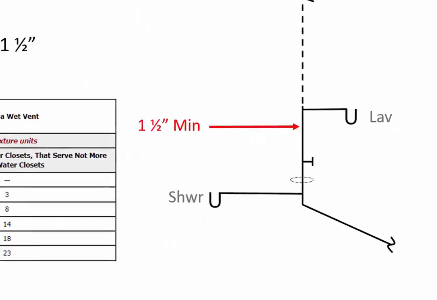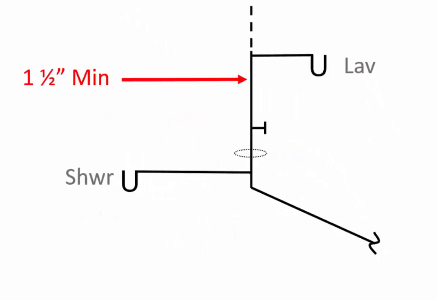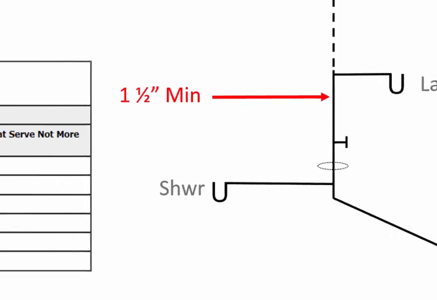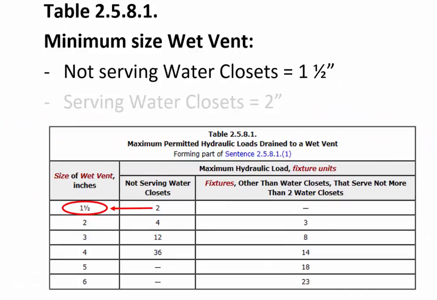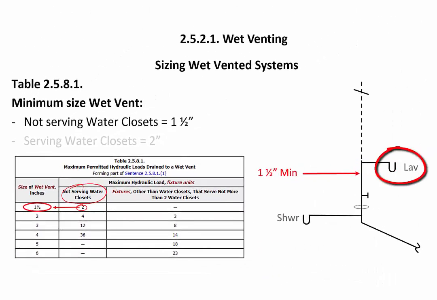So for example, in this scenario, we have a shower wet vented through the fixture drain of a lavatory. On table 2581, we would look at the column that says not serving water closets. We have one fixture unit to apply, so up to 2 fixture units can be served by a 1.5 inch wet vent. That would be the minimum size. So there are no 1.25 inch wet vents. This lavatory could be, if it was minimum size, all 1.25 inch, and it would be a 1.25 inch trap arm if it's a 1.25 inch lavatory.